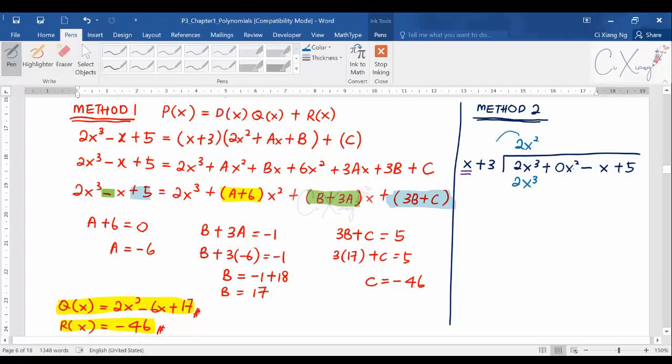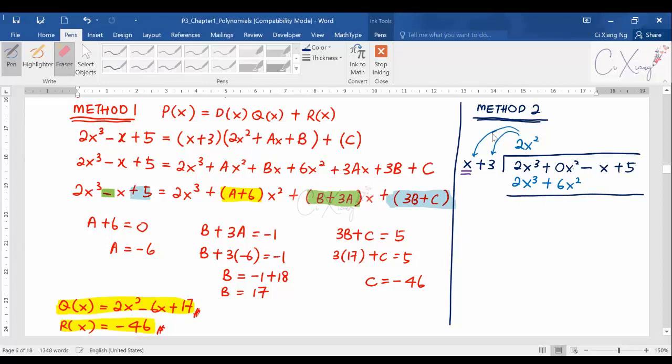Then 2x squared, you also need to multiply with both terms. Just now you multiplied with x and got 2x power 3, and then 2x squared multiplied with 3 gives 6x squared. You put it at the back. Then you draw a line, following the method that we learned last time in primary school. Now you need to minus.